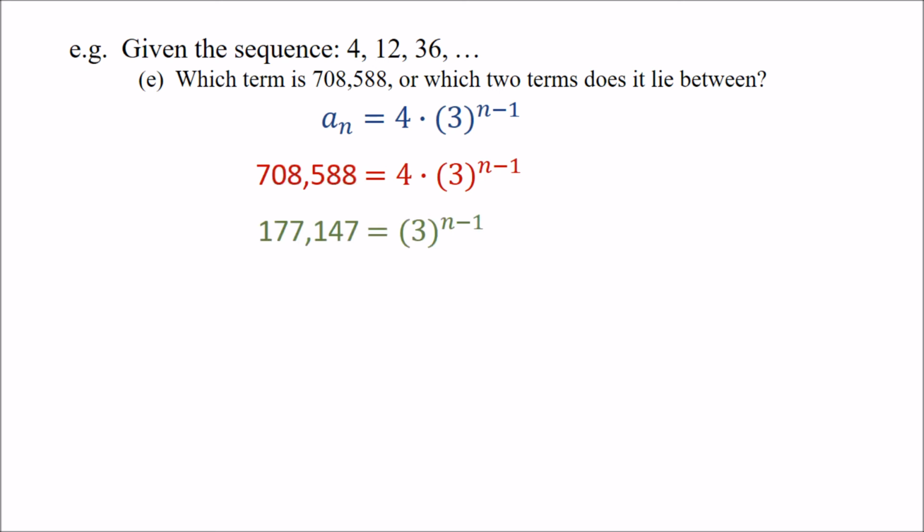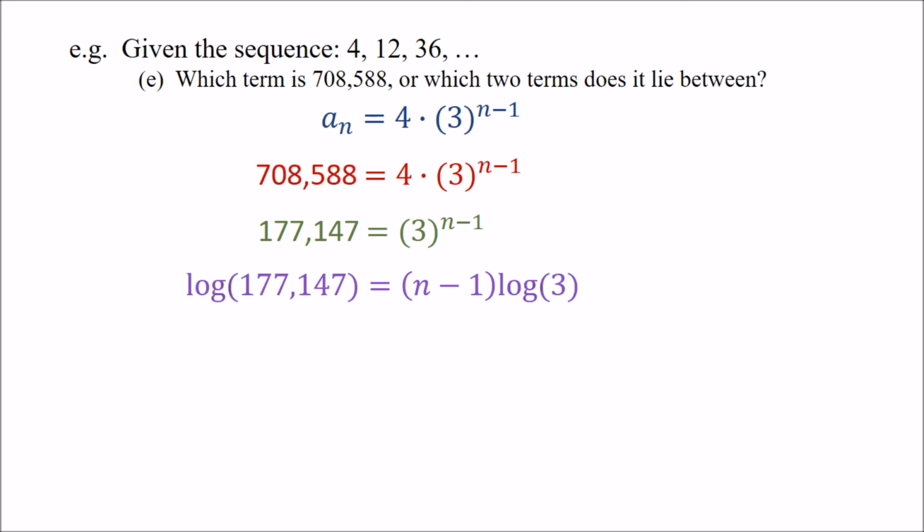So I would divide both sides by 4 as my first step. And now I'm at a little bit of a crossroads. I have 3 to an unknown exponent equals 177,147. Trial and error, that could take a while. But fortunately, when we don't know what the exponent is, we could log both sides.